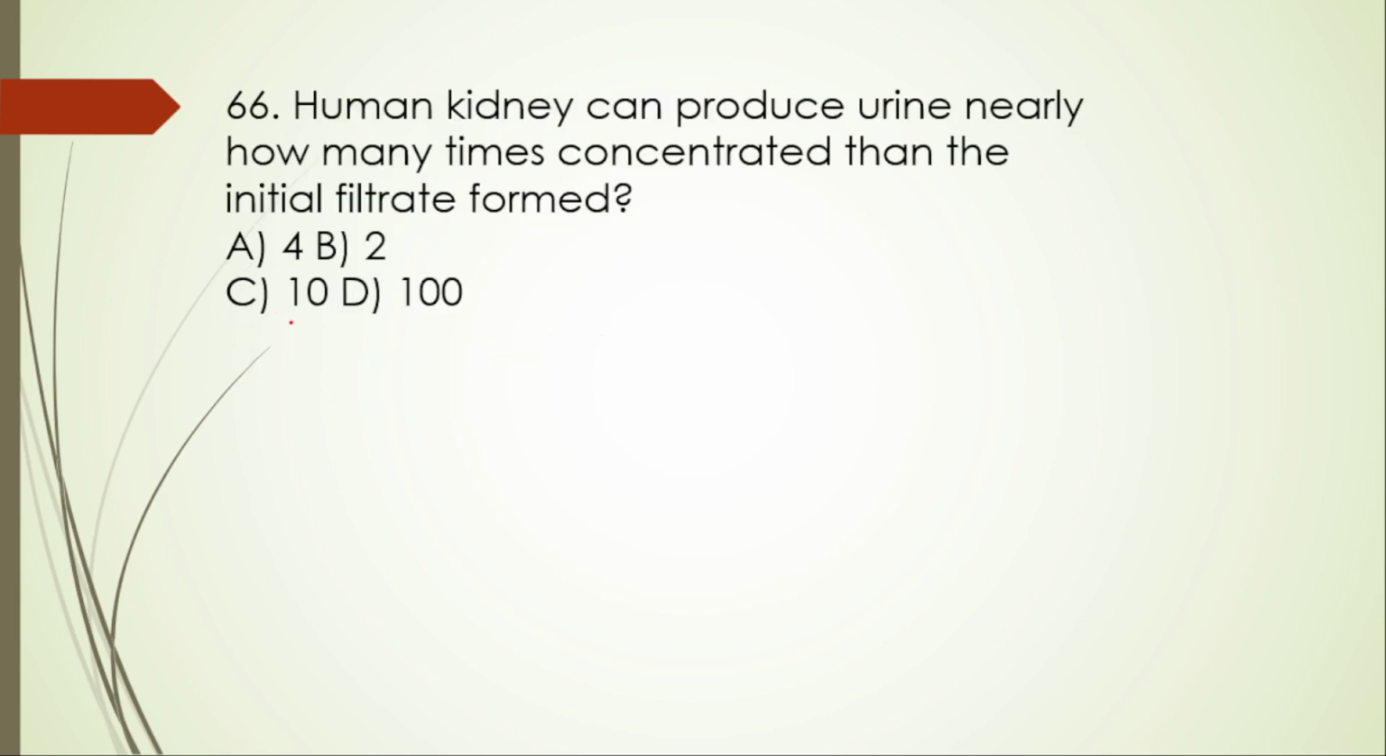Next, 66th question. Human kidney can produce urine nearly how many times more concentrated than the initial filtrate formed? Here option A is 4, B is 2, C is 10 and then D is 100. So here the right option is option A, that is 4.